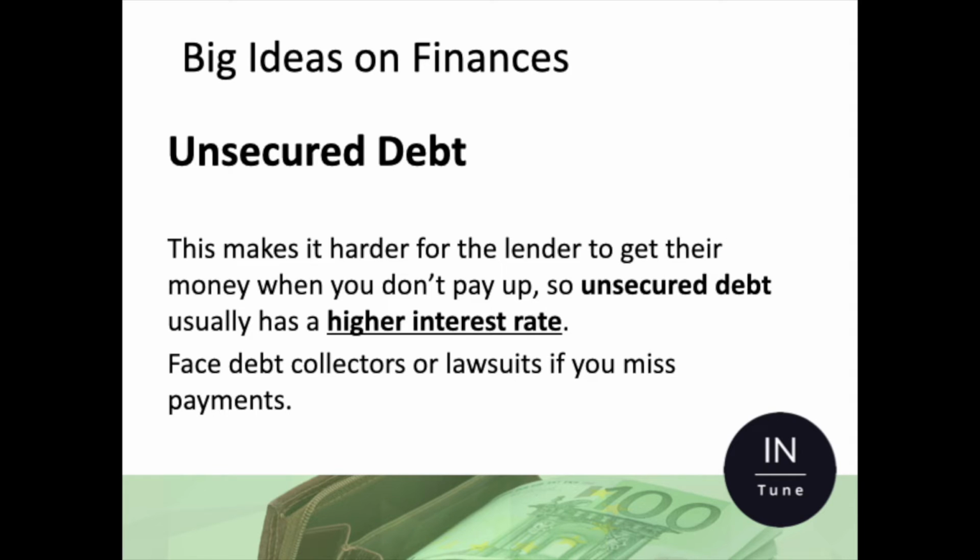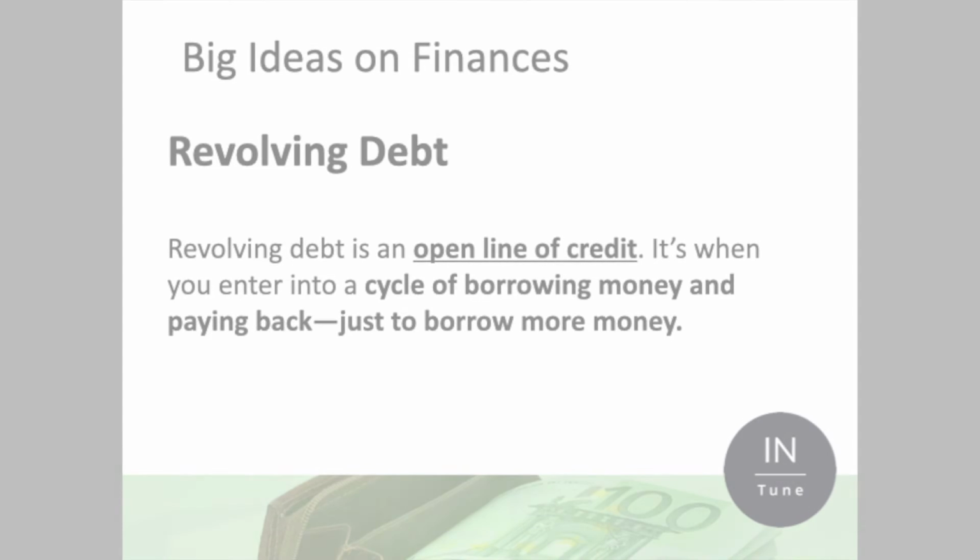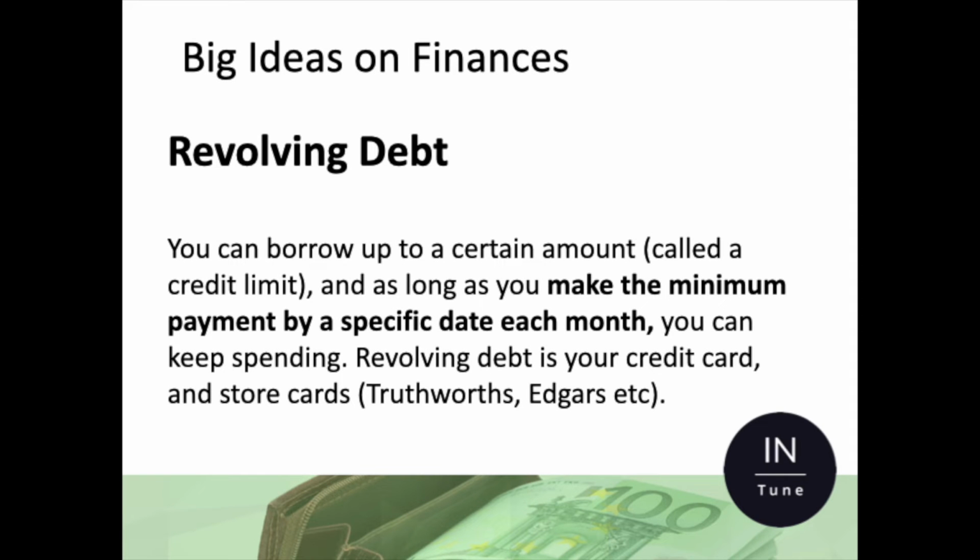The other type of debt is revolving debt. Now, revolving debt is an open line of credit. It's when you enter into a cycle of borrowing money and paying back just to borrow more money. It's kind of like the revolving door you use to enter a mall to buy things with your line of credit. You can borrow up to a certain amount, called a credit limit, and as long as you make the minimum payment by a specific date each month, you can keep spending.